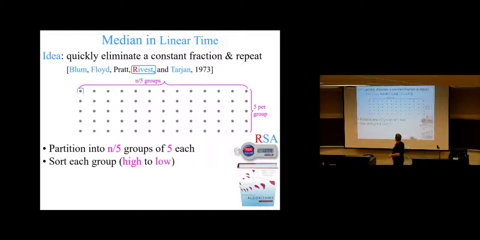After we do this, we sort each group high to low this way. So that this guy is higher than this guy, is higher than this guy, is higher than this guy, is higher than that guy. So we sort each group of 5 individually within that group. Not sorting the entire thing, just sorting every group of 5. All right, so we impose this order like that.